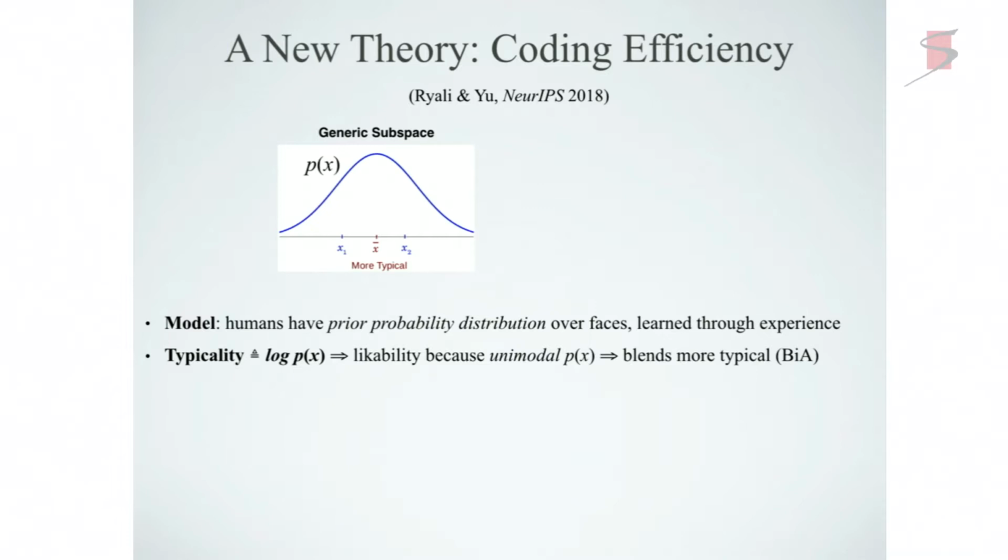And when you have this unimodal distribution, then obviously when you take two parent faces and blend them, the blends on average are going to have a higher log likelihood. And that is why blends are perceived to be more attractive.